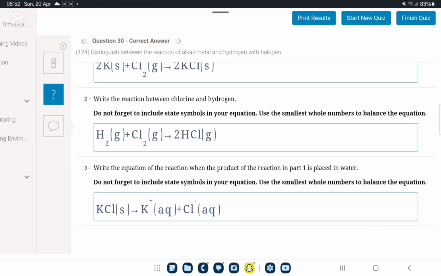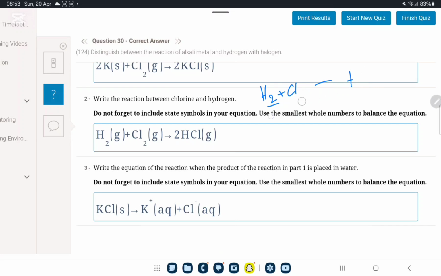Now, write the reaction between chlorine and hydrogen. Chlorine and hydrogen, so H2 plus Cl2. We know that it produces HCl. Or hydrogen with any halide or halogen, they produce an acid HCl or H halide. So now we balance. We have 2 here, 2 here, so each of the reactants 2, so we're going to have 2 products, 2 HCl. So it's H2 plus Cl2 produces 2 HCl.